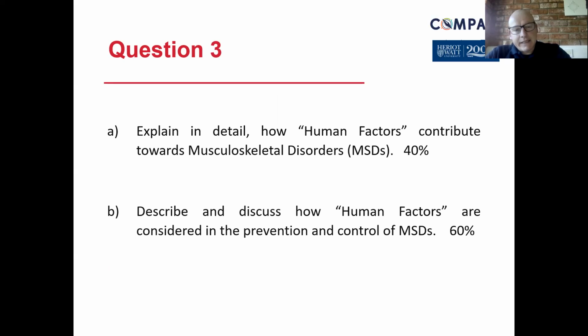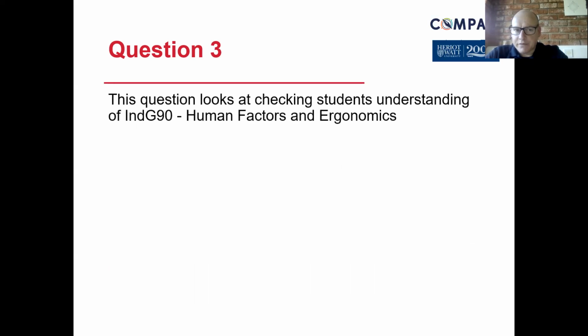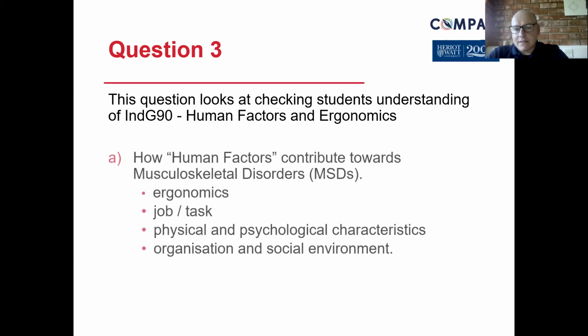Now, in question 3, again split into 2 parts here, so 40% and 60%. I guess the first part is really looking at your understanding of Industrial Guidance Document 90, human factors and ergonomics. So within that, I'm saying what contributes to musculoskeletal disorders, because it kind of implies in there that human factors are a major contributing factor towards MSDs.